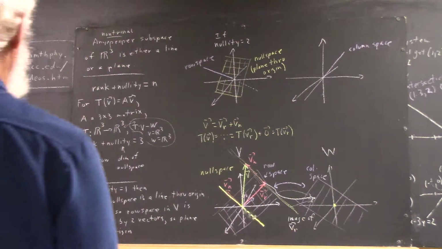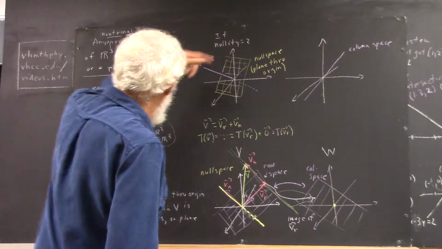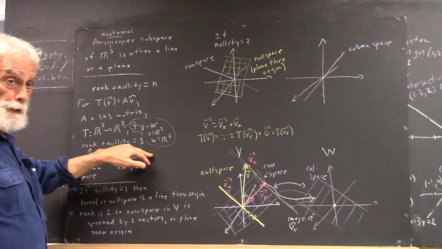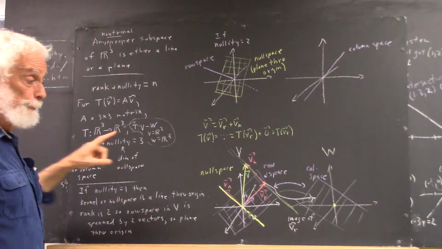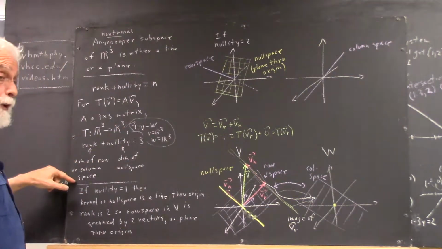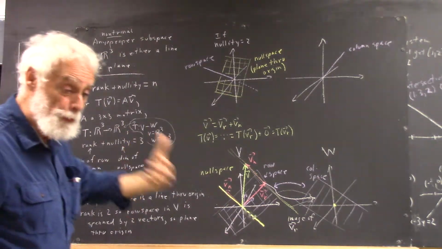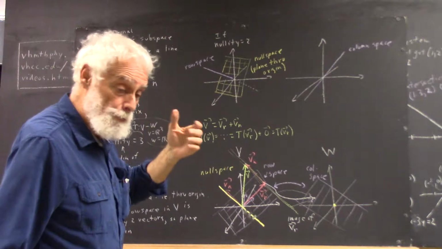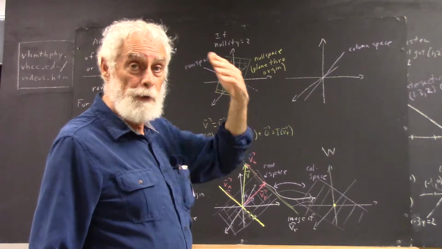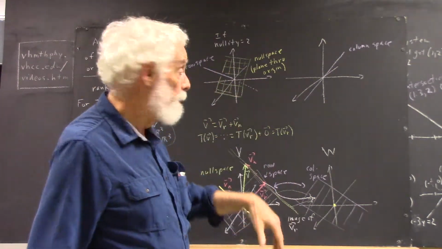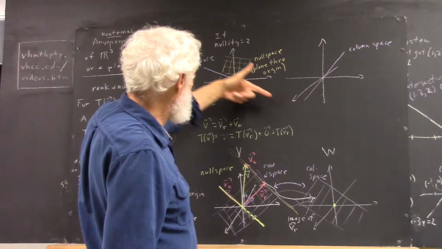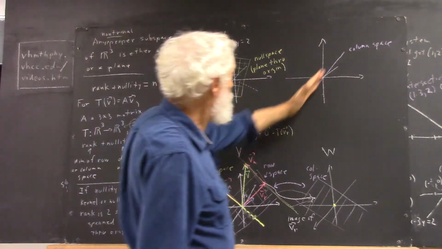Okay, so in the case that the nullity is 2, since the rank plus the nullity has to equal 3, the rank has to be 1. The rank is the dimension of the row or column space. So your row space and your column space would each be identified as a straight line through the origin. So if this is your row space, your column space might be like this.